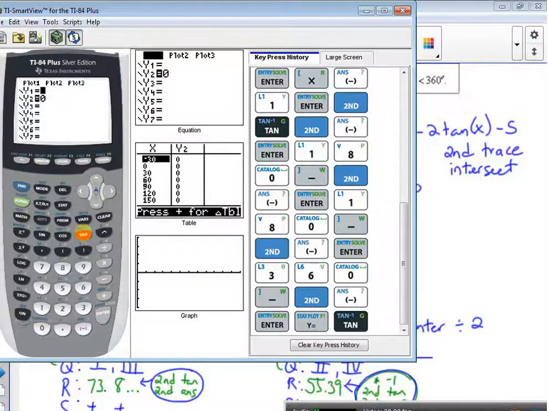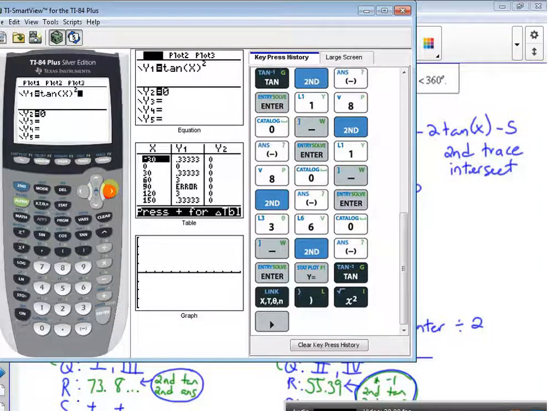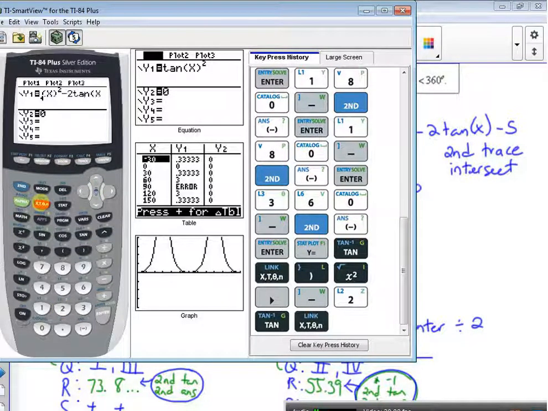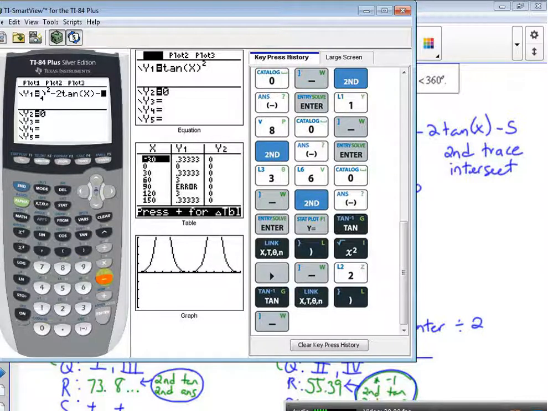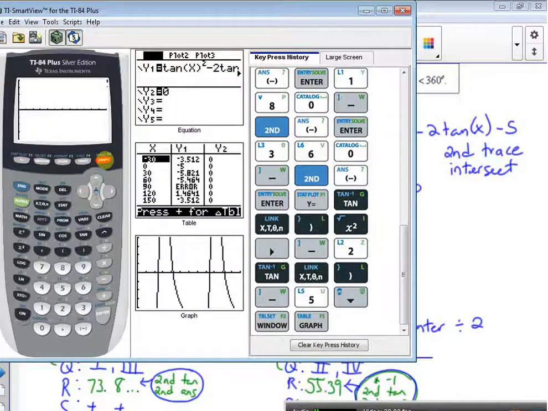So I'm going to do tan x squared minus 2 tan x minus 5, and I already had that other one in there. Go to my window, it's already set. I should be good. Hit the graph, and I should see 4 intersections with the x-axis, which I do. I don't care about the maxes or the mins.